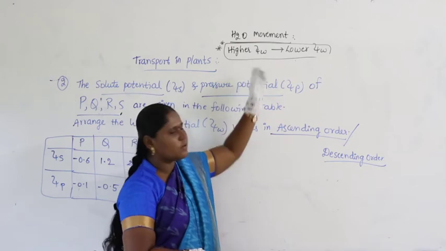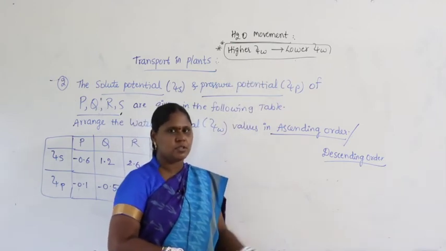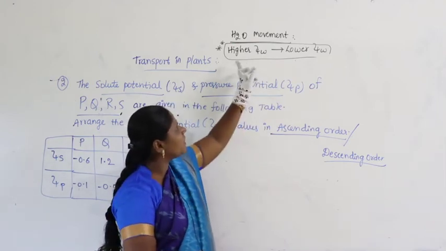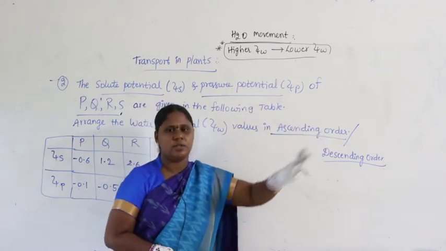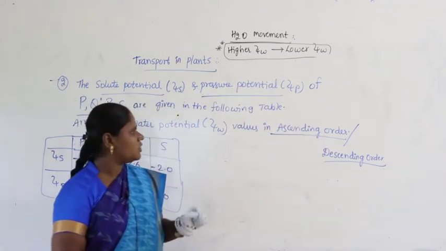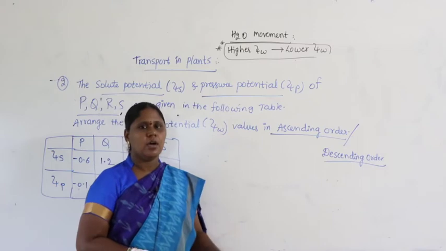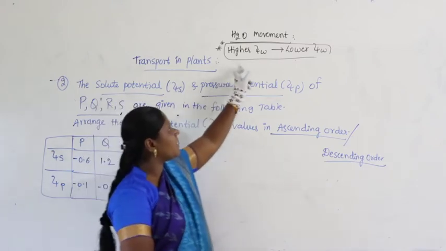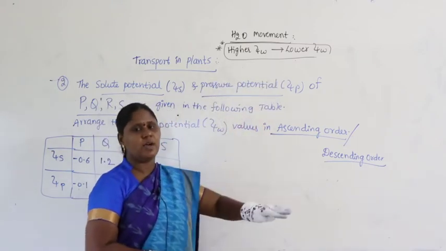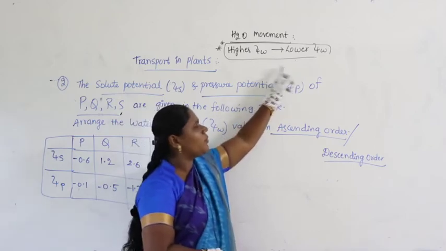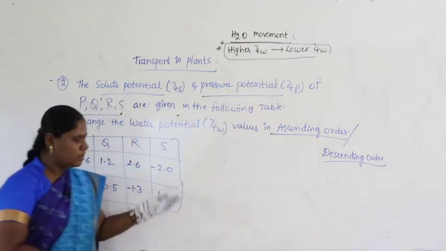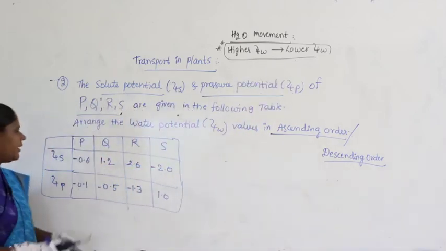They always do, because after solving a few numerical questions, they get into the habit of arranging from higher water potential to lower water potential. But when the question says ascending order, guys, don't arrange them from higher to lower. Make sure you arrange them from lower water potential to higher water potential, because we have to go in ascending order.